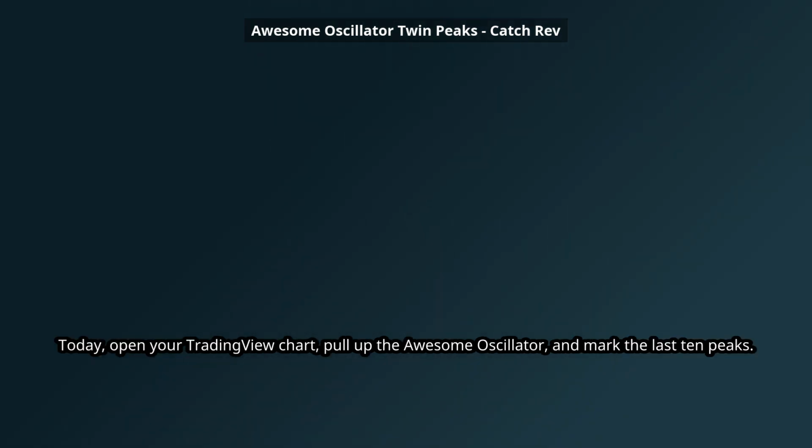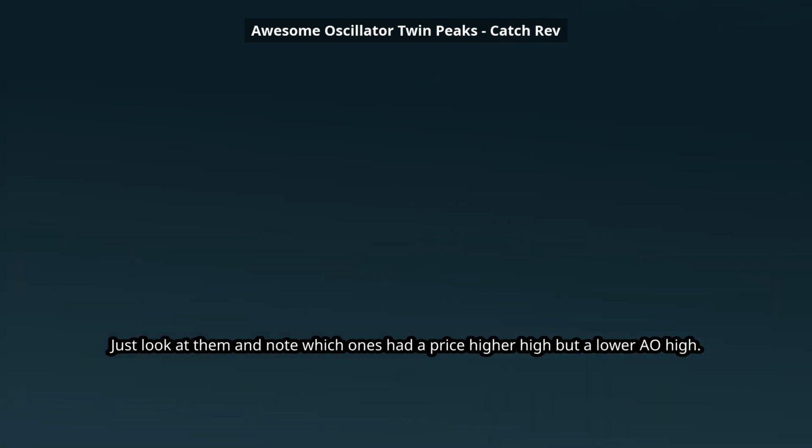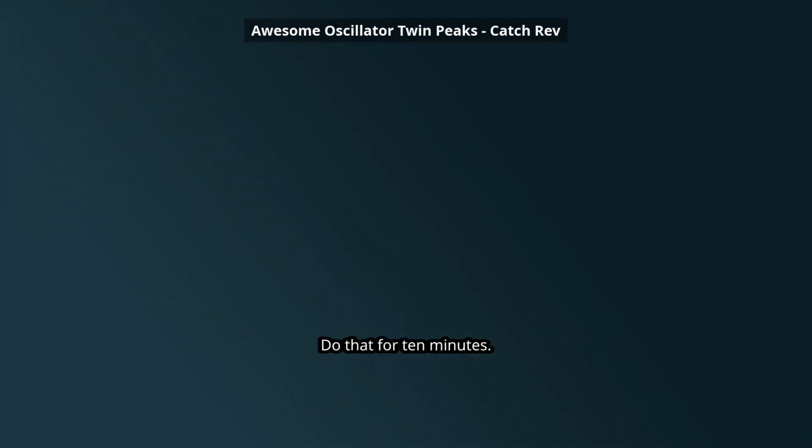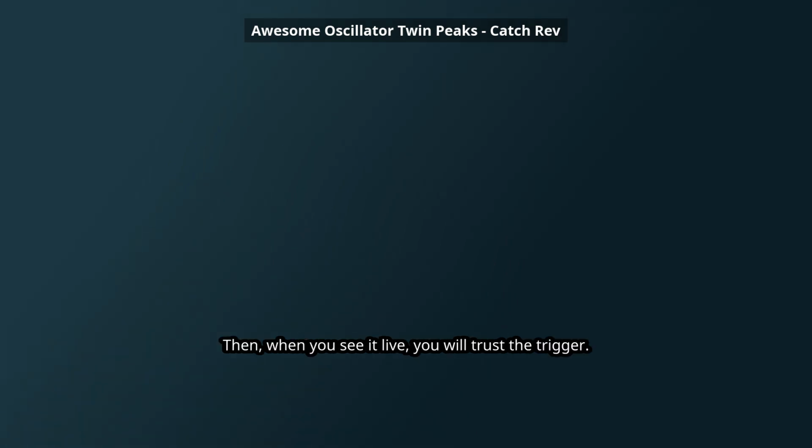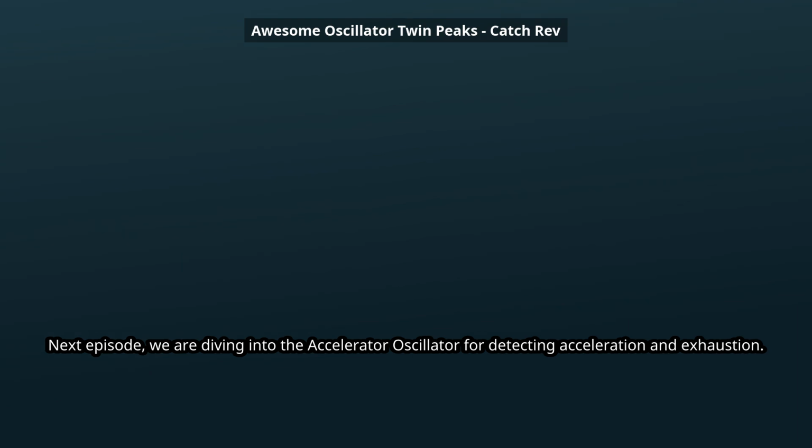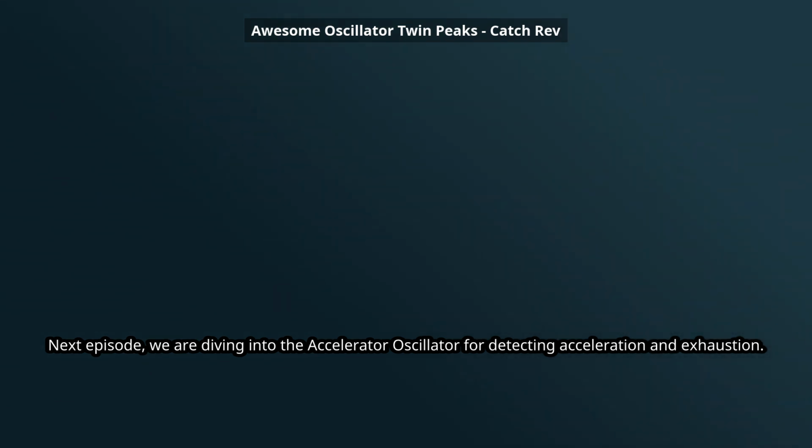Today, open your TradingView chart, pull up the Awesome Oscillator, and mark the last 10 peaks. Just look at them and note which ones had a price higher high but a lower AO high. Do that for 10 minutes. Do not trade it. Just build your eye. That observation is the skill. Then, when you see it live, you will trust the trigger. Next episode, we are diving into the accelerator oscillator for detecting acceleration and exhaustion.